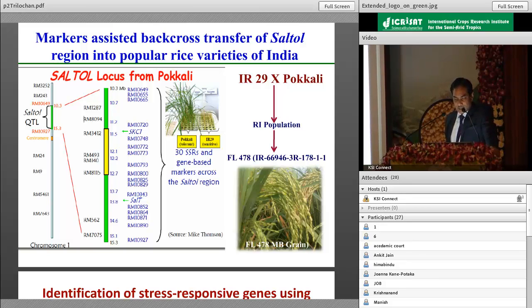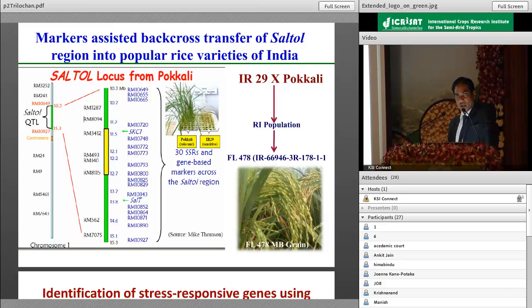And this line, in particular FL478, which has been developed through backcross breeding, carries the transferred loci. This particular region has been introgressed from Pokkali, the salt-tolerant type available in India, into the background of IR29, and this line is being utilized as a donor in backcross breeding programs. There are advanced breeding lines which have been developed in the country and elsewhere, particularly transferring this highlighted segment, and at least these 2 to 3 genes have been integrated and introgressed into popular backgrounds.